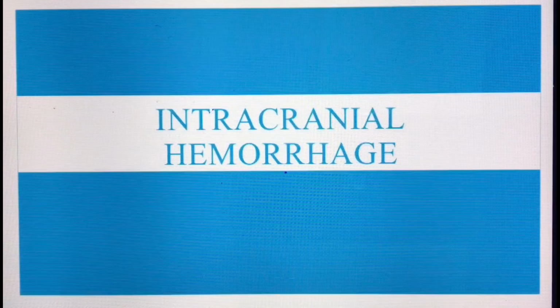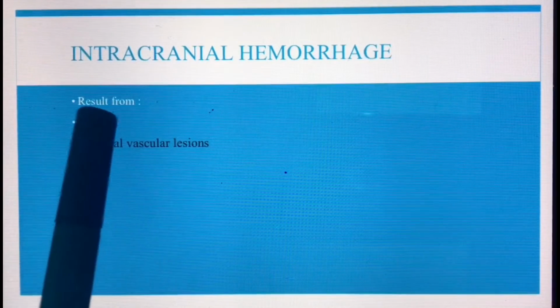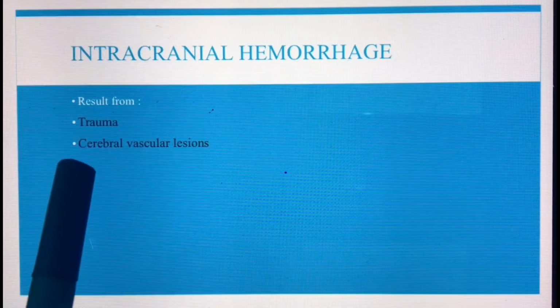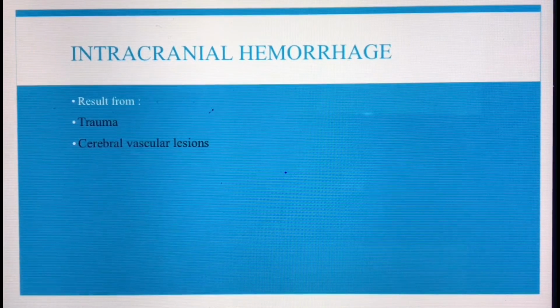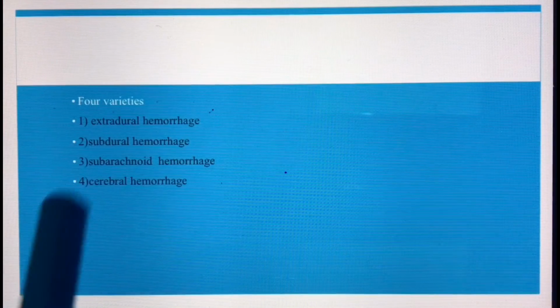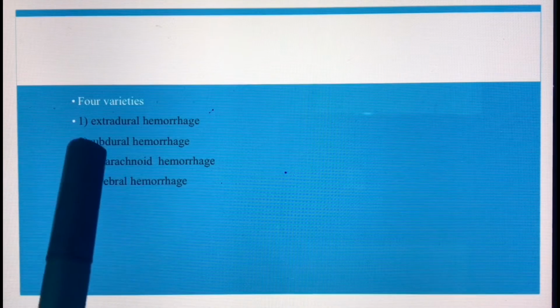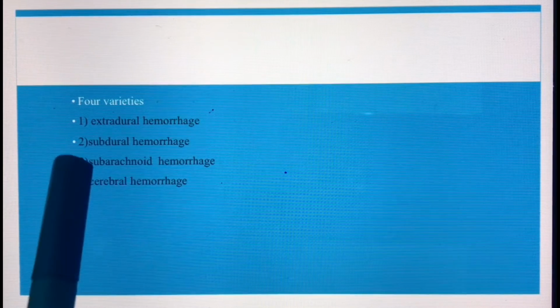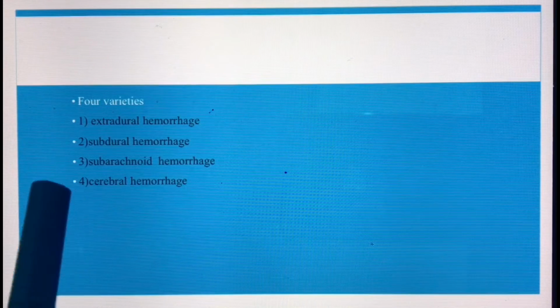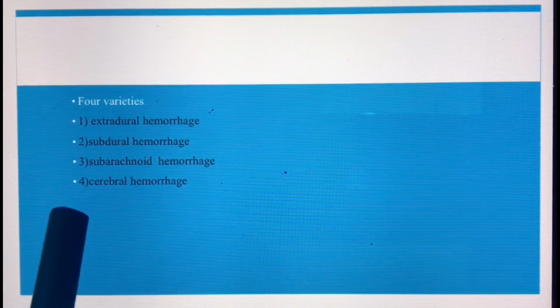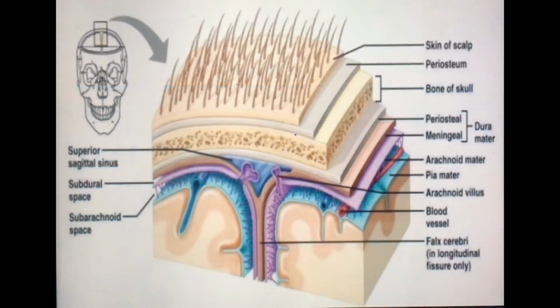Today's topic is about intracranial hemorrhage. Intracranial hemorrhage may result from trauma or from cerebral vascular lesions. It has 4 varieties: 1. Extradural hemorrhage. 2. Subdural hemorrhage. 3. Subarachnoid hemorrhage. 4. Cerebral hemorrhage.